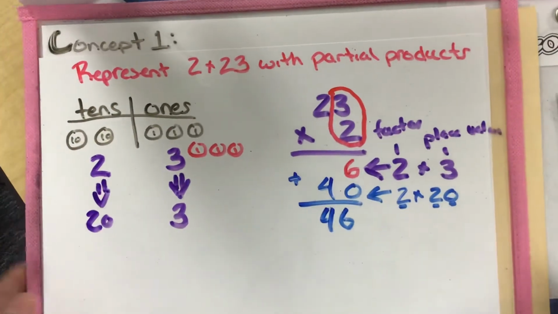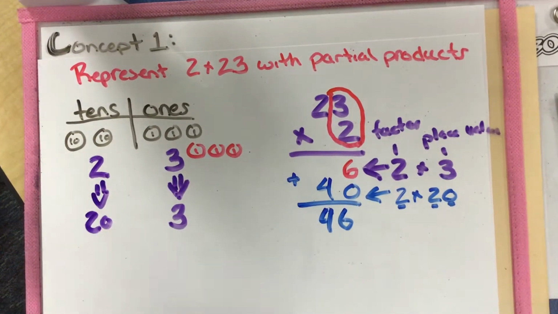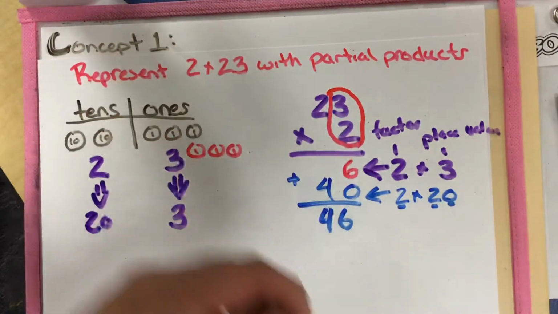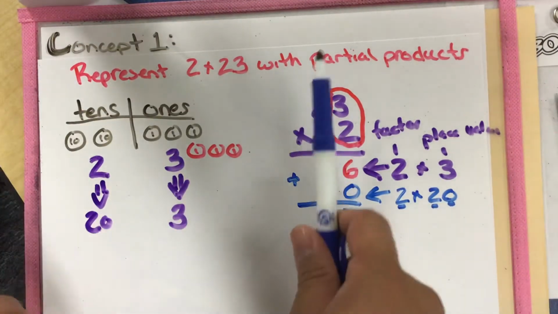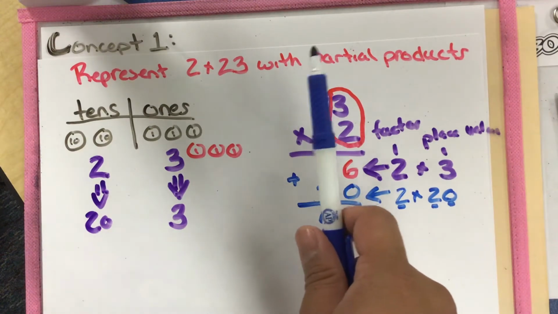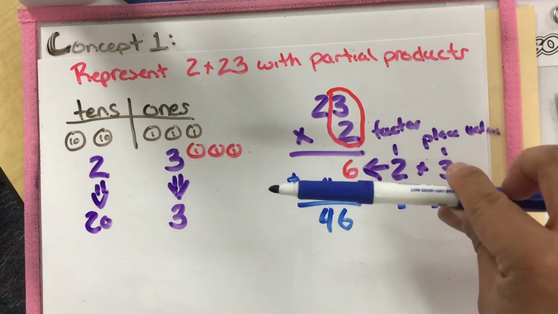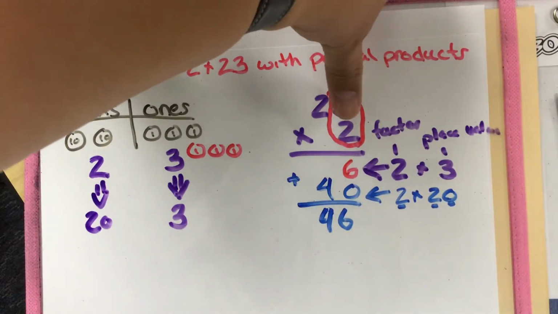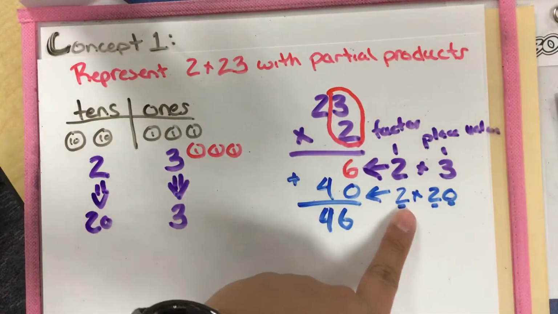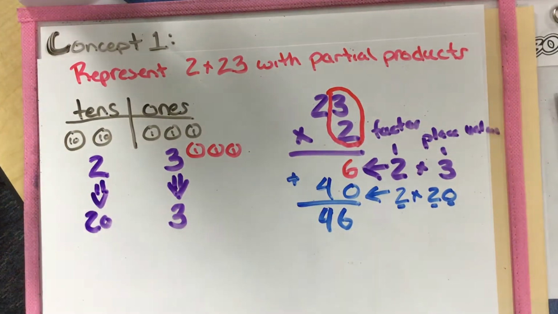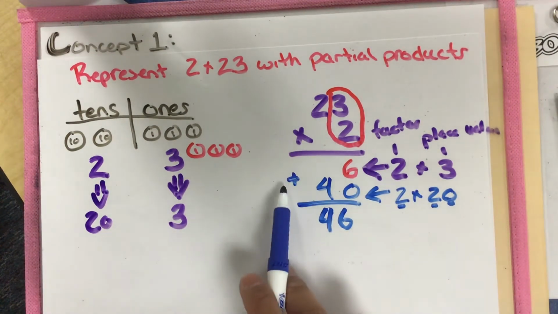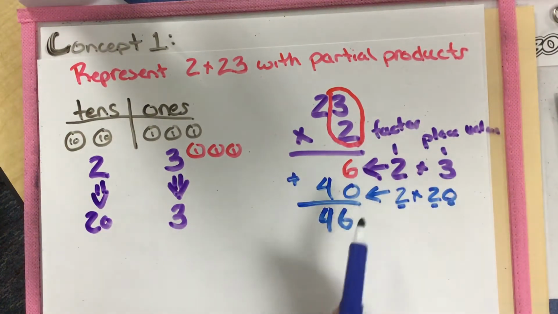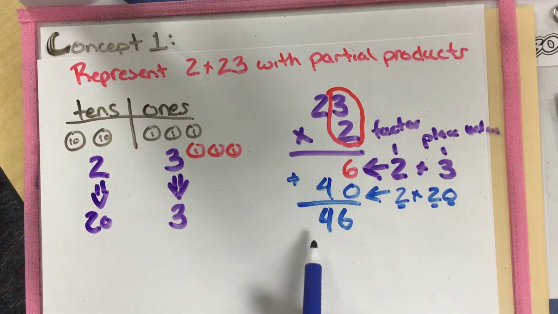Now, why do they call it partial products? They call it partial products because we're taking part of each number. For instance, we have our 3 times 2 right over here. We're working with our ones place just to get that 6. Then we're going to work with our tens place. So we're going to have our 2 times 20, which is represented right here, which equals 40. Once we finish each of the numbers, we need to add up all of the partial products to get our whole product. In this case, our product is going to be 46.